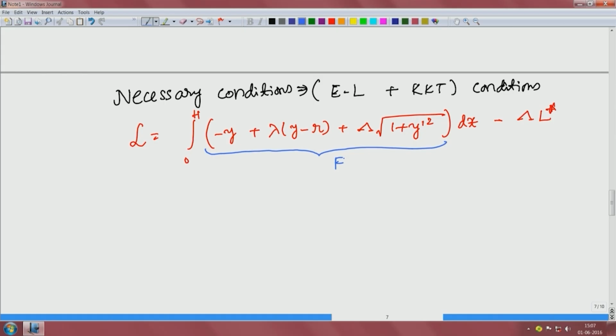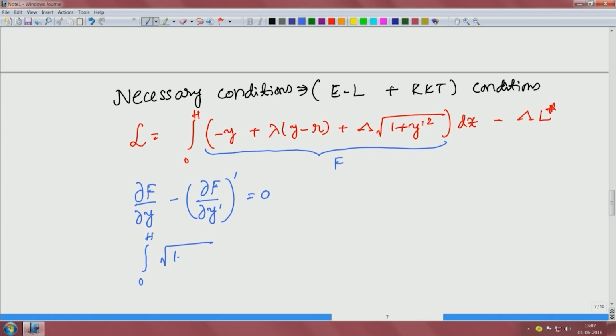When I write the Euler-Lagrange equation, I have to write ∂f/∂y minus d/dx of ∂f/∂y' equal to 0. We only have y and y' here. In this problem, we do not have y'' and other things. That is true. And we also have the constraint. When I write the KKT conditions, I have to write the constraint also.